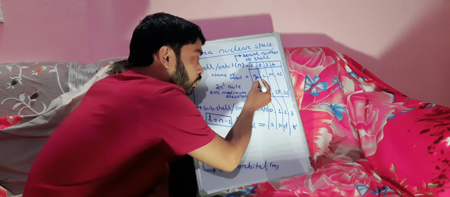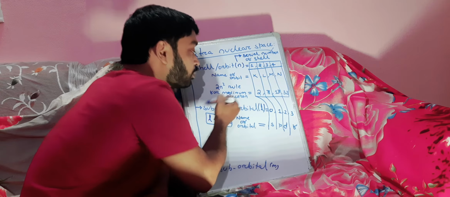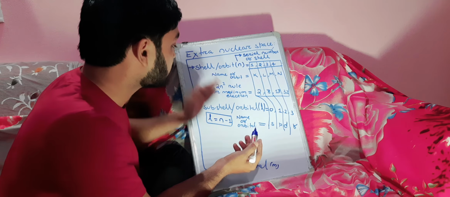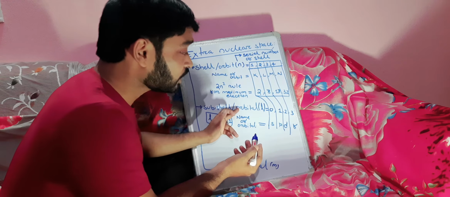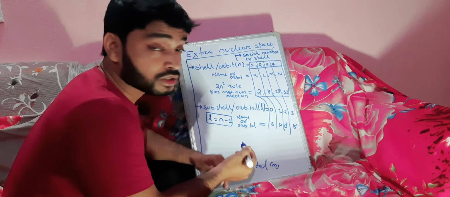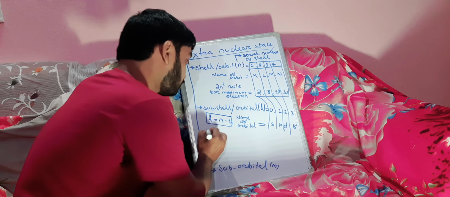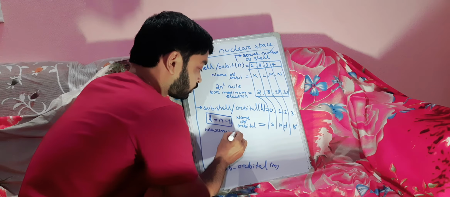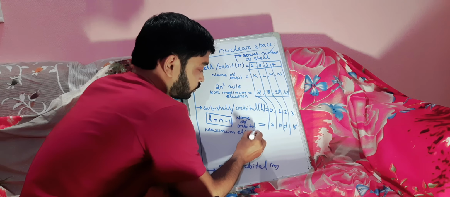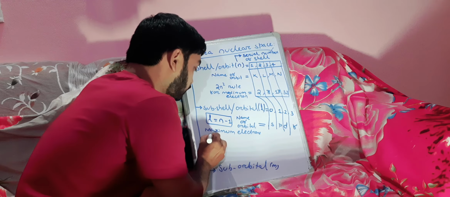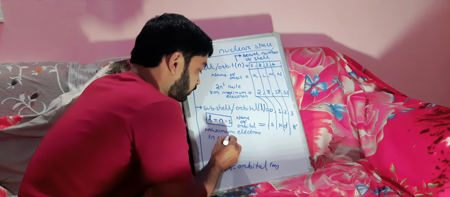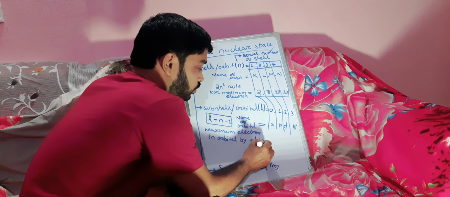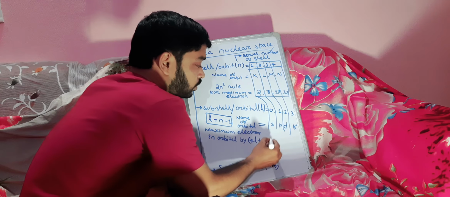From the name, we know the maximum number of electrons which can be filled in a cell. Similarly, the maximum electrons in an orbital can be calculated by using the 4L plus 2 rule. So, maximum electrons in orbital by the 4L plus 2 rule.